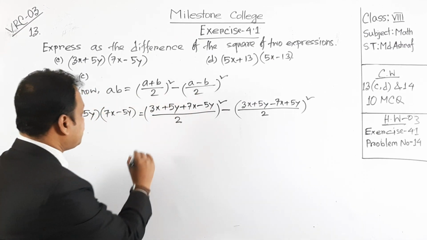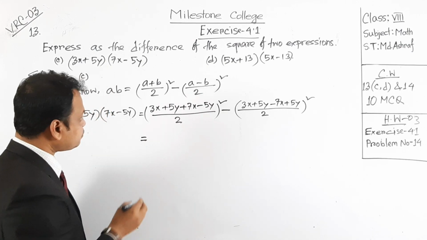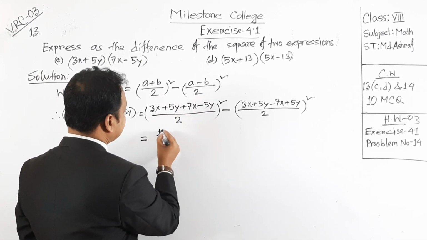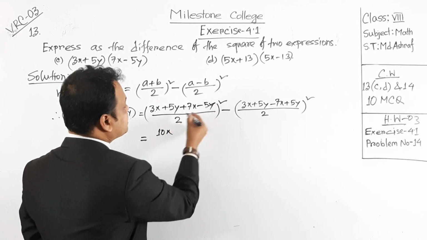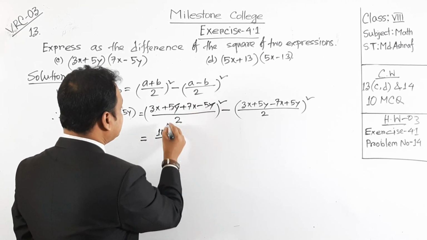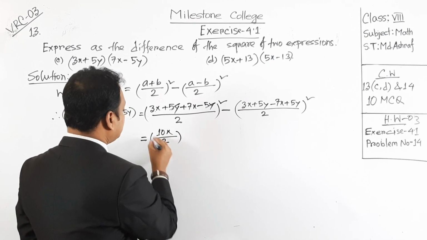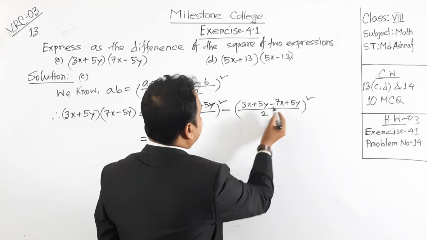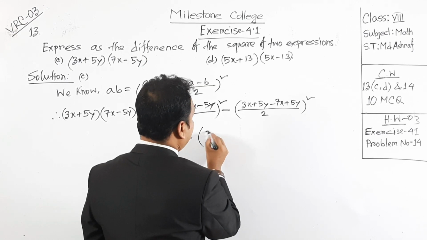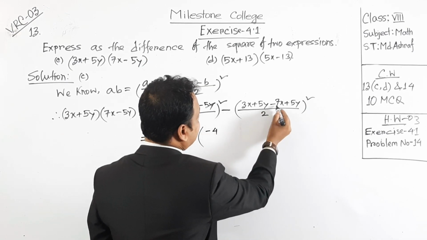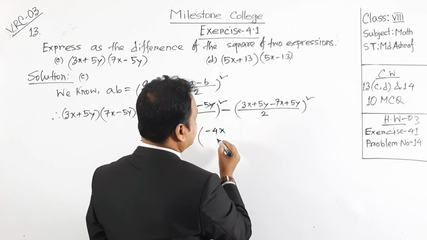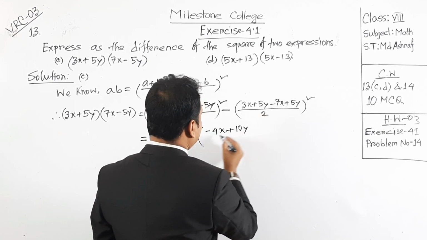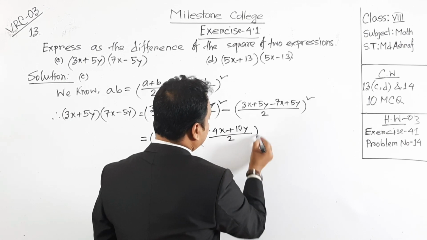Okay. Now calculate this one. What will you get? 3x plus 7x will be 10x. Plus 5y minus 5y will eliminate. Then we get 10x divided by 2 whole square minus. What will you get here? 3x minus 7x will be minus 4x. Plus 5y plus 5y will be plus 10y, divided by 2 whole square.